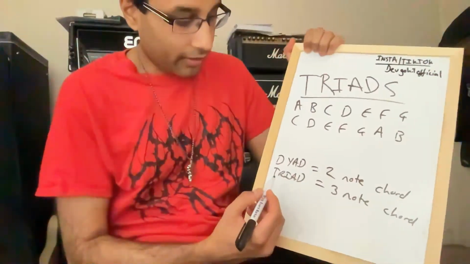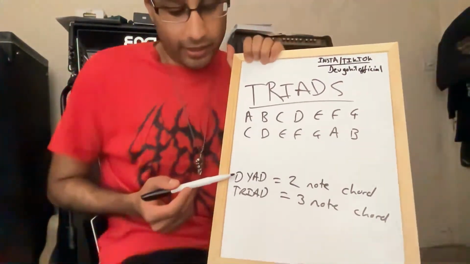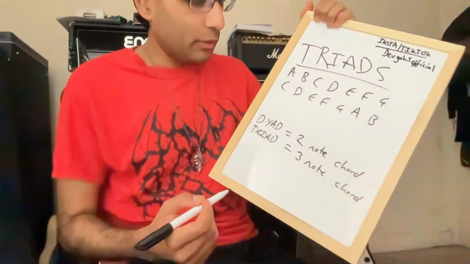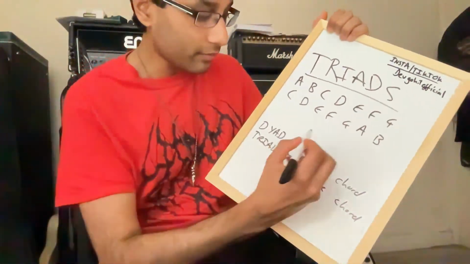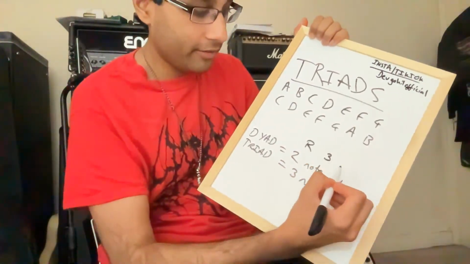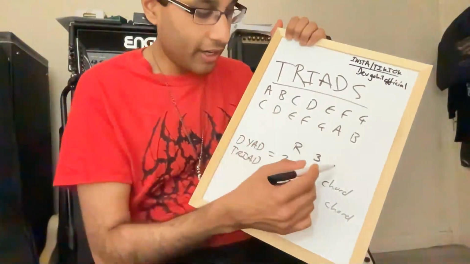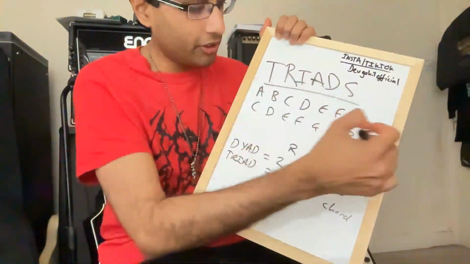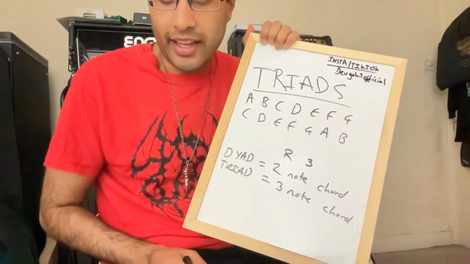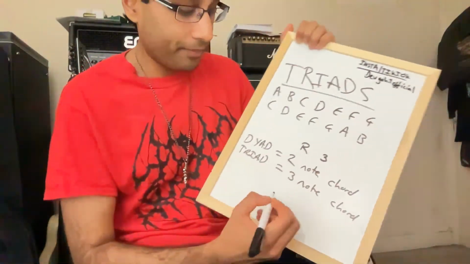So we've got to talk about the intervallic structure between a dyad and a triad. What are they made from in music terms? So a dyad has a root note, a third, and that's pretty much it. If you're playing a normal diatonic dyad using the notes within the scale, it's always going to be a root and then the third, and it could be a major or a minor third.